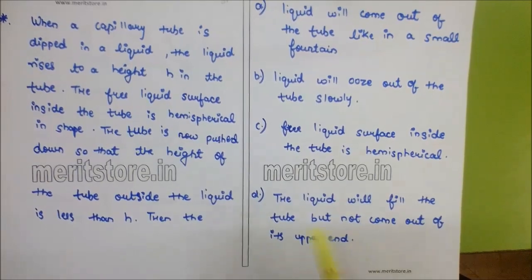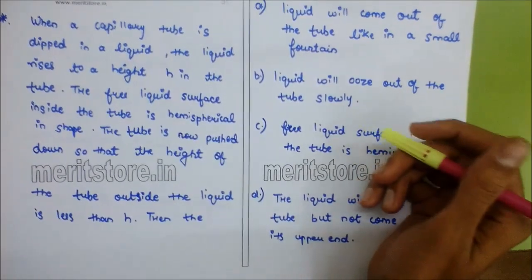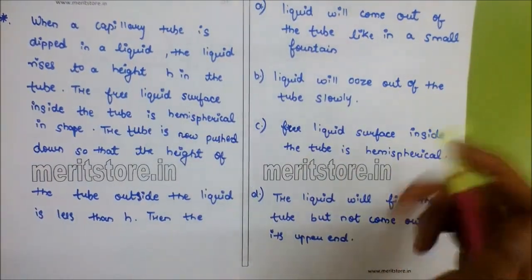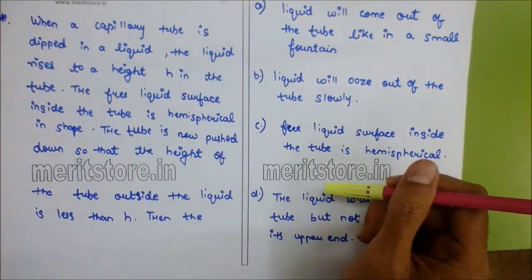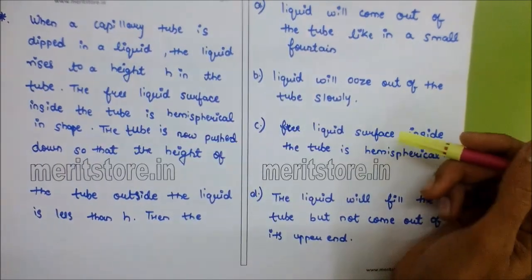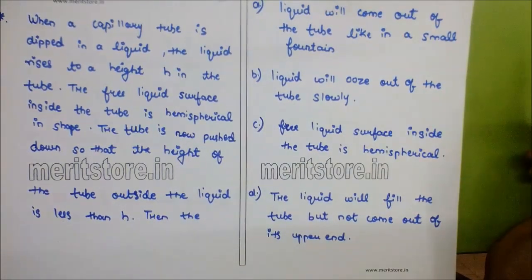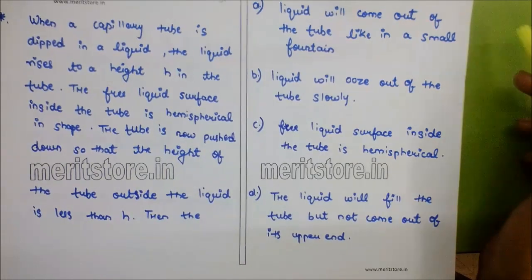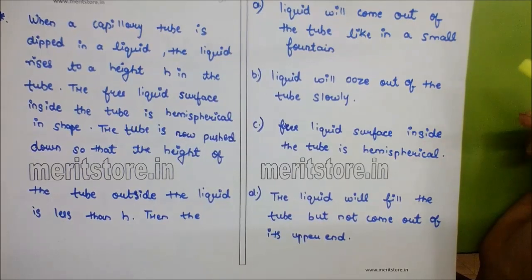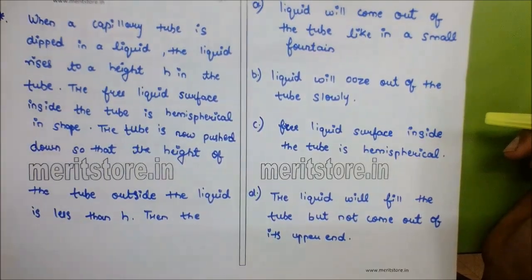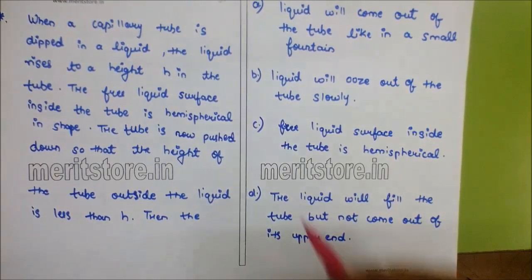So basically what happens here is we have a capillary tube, and we have dipped it in the liquid. The liquid rises in the capillary tube to a height h, and then we are again pushing the tube inside the liquid so that the height h of the tube outside the liquid is less than the inside height h. So basically the angle of contact at the free liquid surface inside the capillary tube will change. Whenever we push it down, it will change in such a fashion that the vertical component of the surface tension forces balances the weight of the liquid column. That's why the liquid inside it will fill, but it will not come out to its upper end. So the option is the liquid will fill the tube, but it will not come out of its upper end.